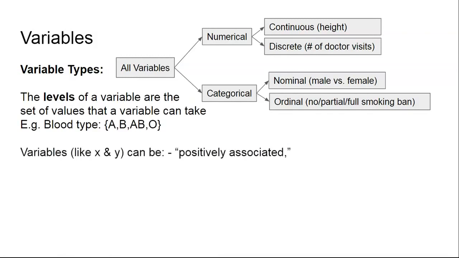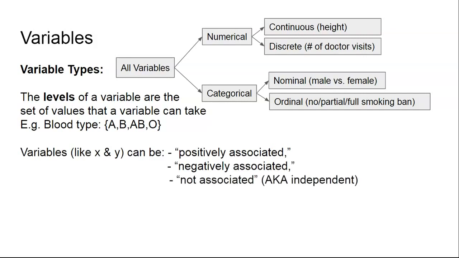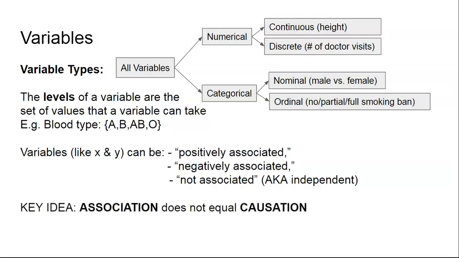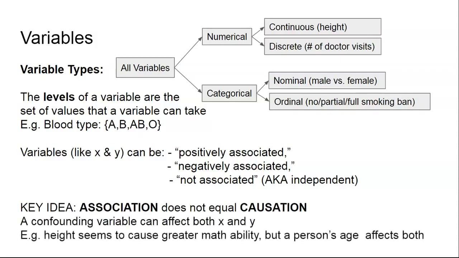Variables can be positively associated, when one increases, the other increases, negatively associated, when one increases, the other decreases, or not associated at all, which is also known as independent. A key idea is that association does not equal causation, because there's often a confounding variable involved. This can affect both x and y. For example, height seems to cause greater math ability, but a person's age affects both height and math ability. So height and math ability are positively associated, but height is not causal for greater math ability.